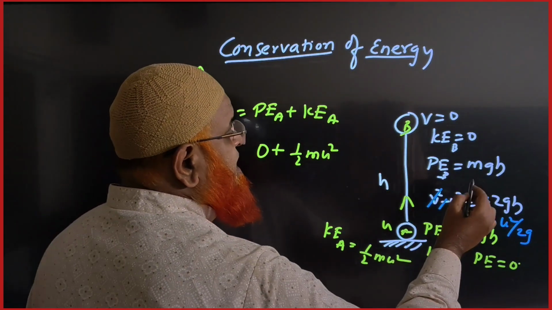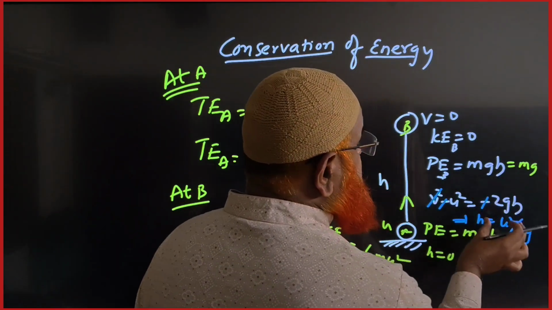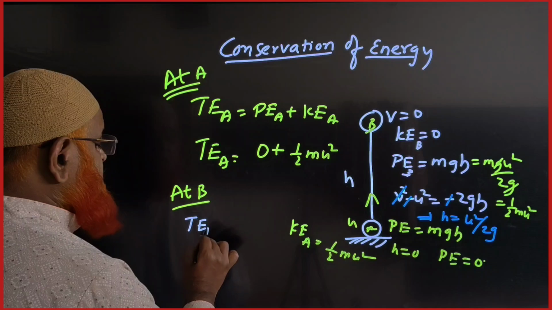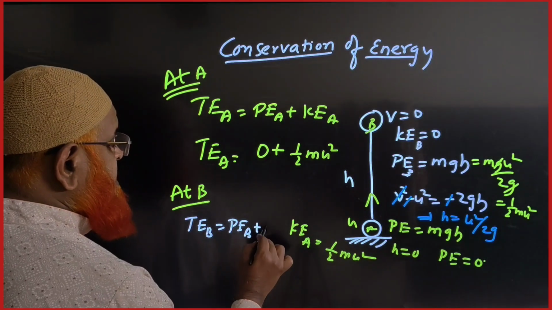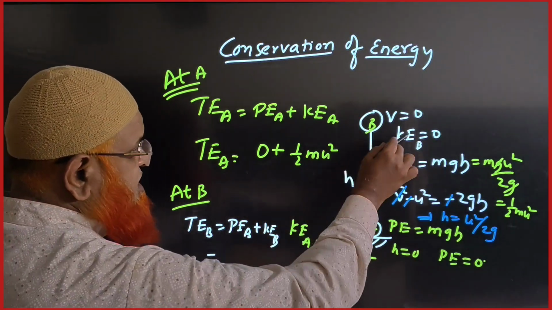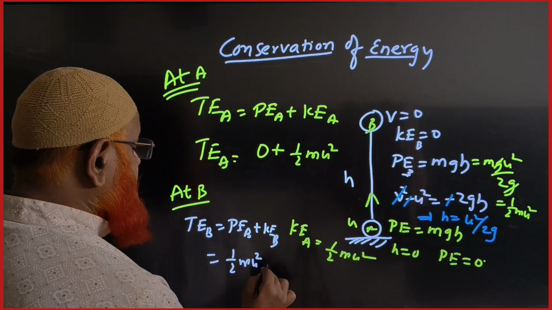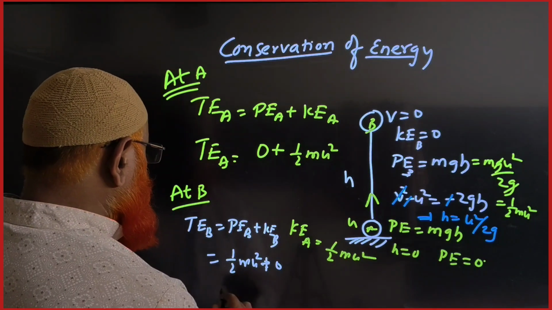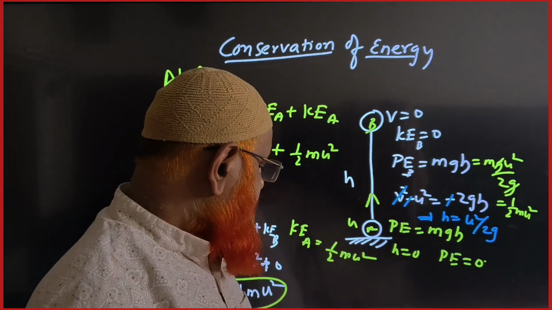Okay. तो यहाँ पर क्या करेंगे हम लोग? हम डालेंगे mgh. h के प्लेस में क्या डालेंगे? u square by 2g. So what is total energy at B? Potential energy at B plus kinetic energy at B. So potential energy at B is half m u square. Kinetic energy is going to be 0. Therefore total energy at B is half m u square. This is called conservation of energy.